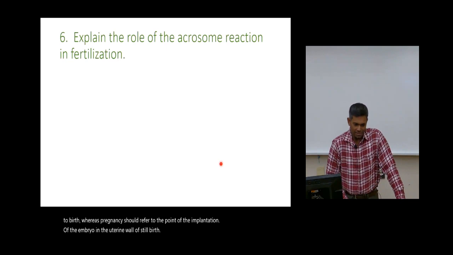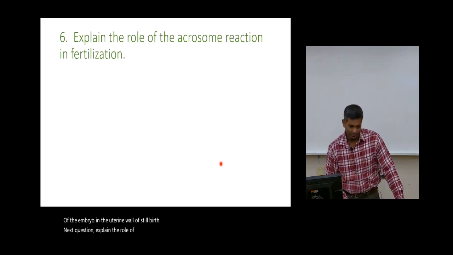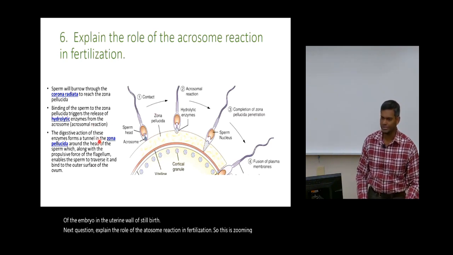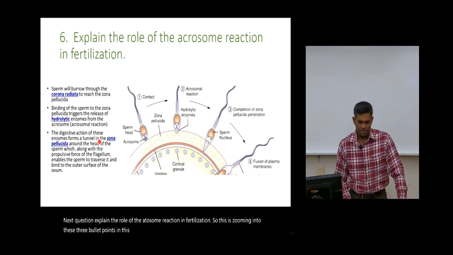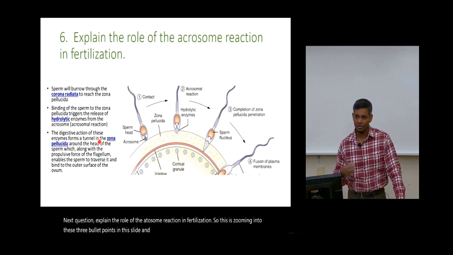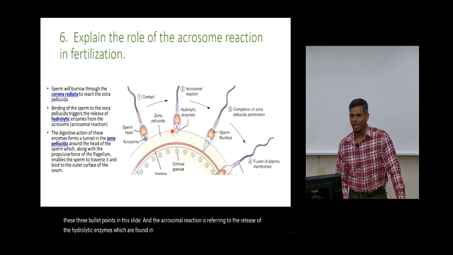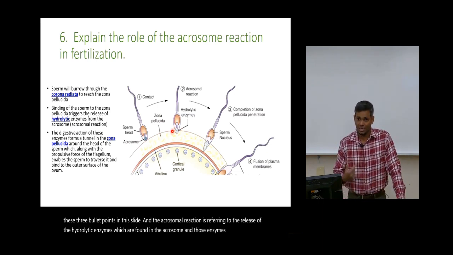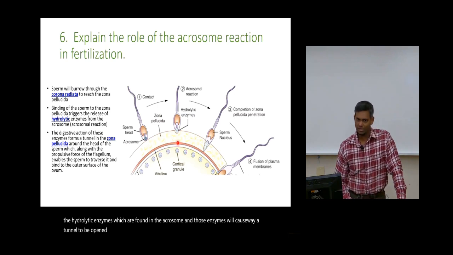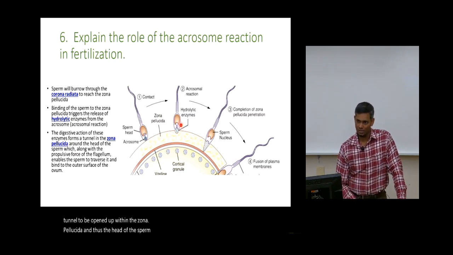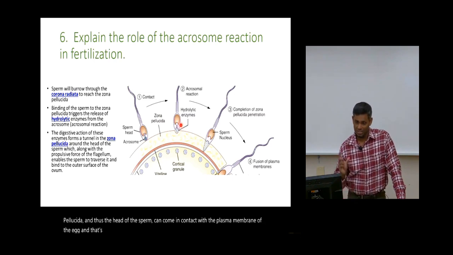Next question, explain the role of the acrosome reaction in fertilization. So this is zooming into these 3 bullet points in this slide, and the acrosomal reaction is referring to the release of the hydrolytic enzymes which are found in the acrosome, and those enzymes will cause a tunnel to be opened up within the zona pellucida, and thus the head of the sperm can come in contact with the plasma membrane of the egg, and that's when the membranes can fuse.